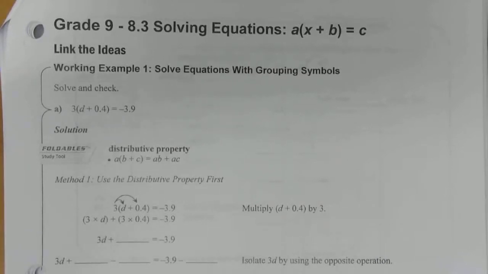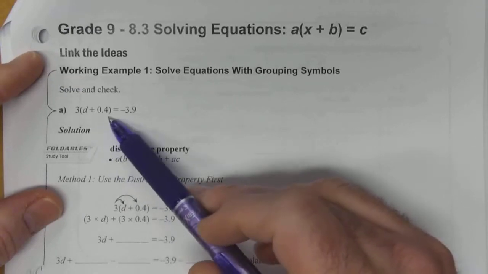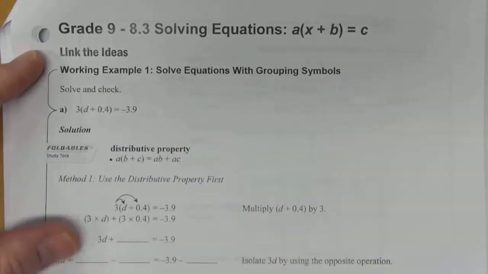8.3, solving equations in the form of a times x plus b equals c. So we're going to link some ideas. Working example number 1, solve equations with grouping symbols. Solve and check. And we've got an example here, 3 times d plus 0.4 is equal to negative 3.9.